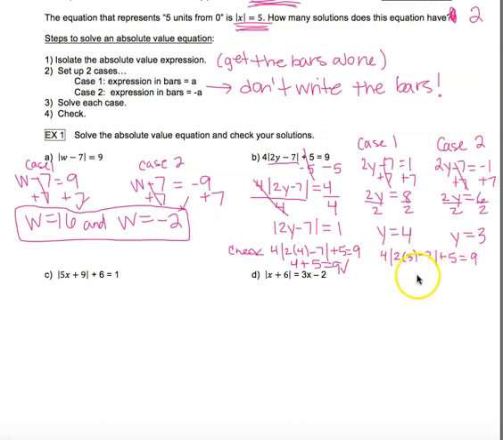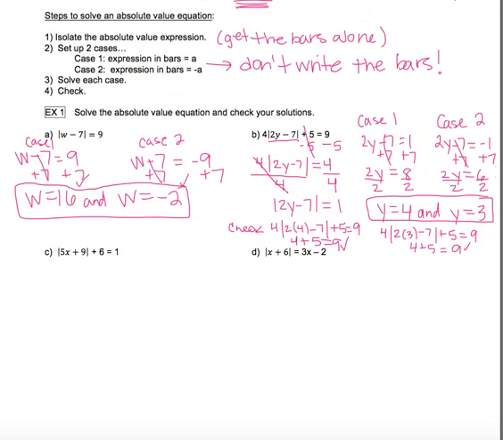Again, absolute values are like parentheses, so I need to do what's in those first. 2 times 3 is 6. 6 minus 7 is negative 1. The absolute value of negative 1 is 1. 4 times 1 is 4, plus 5 is indeed 9. So in this case, again, both of them work, and those are my 2 solutions. All right, next.